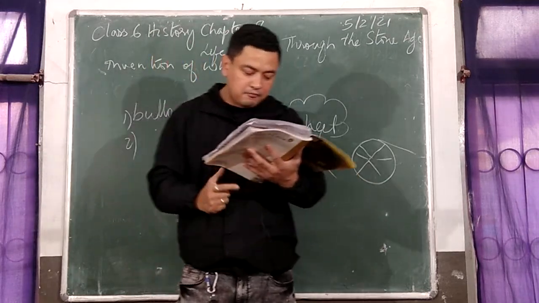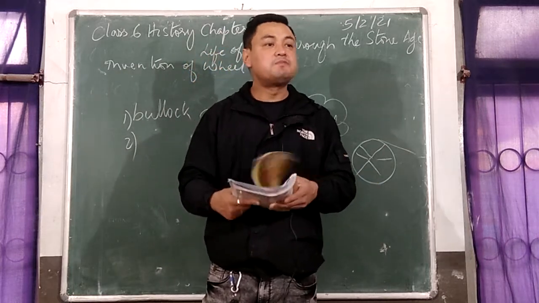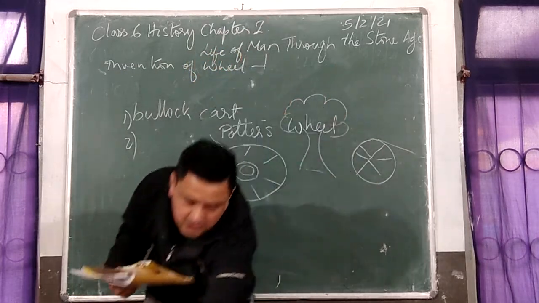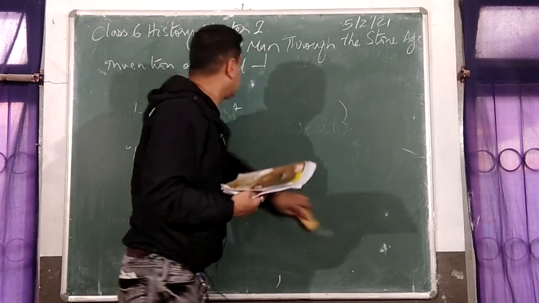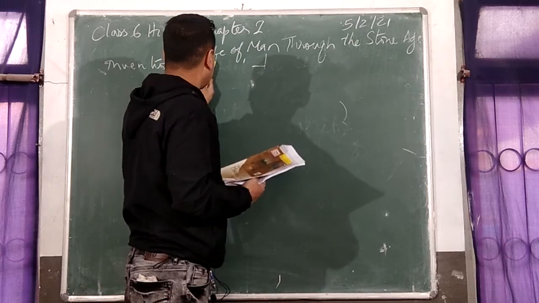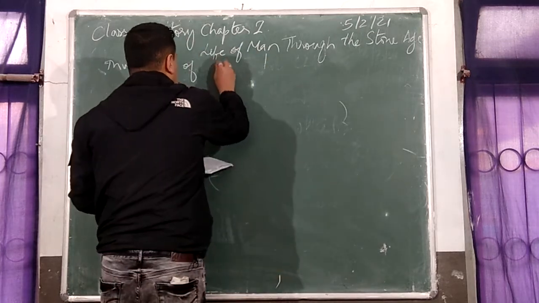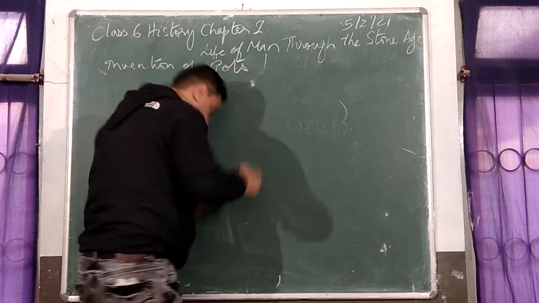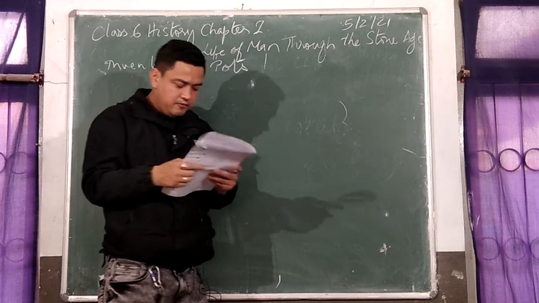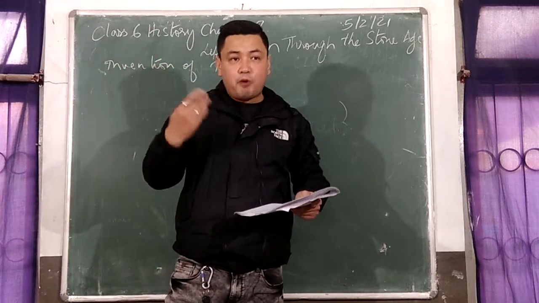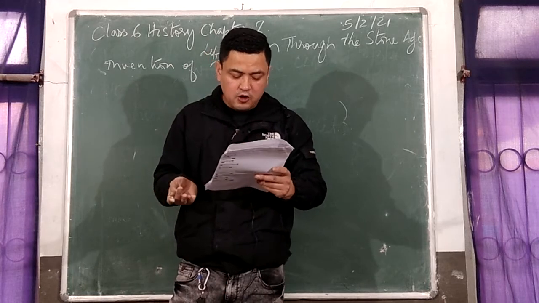Okay? Now we are moving on to the invention of pottery. Now pottery means pots. Pots means bhara. Okay, I understand. So we are looking at the invention of pots. Not wheel, now pots. It is known as the invention of pots. Invention of pottery also we can say.